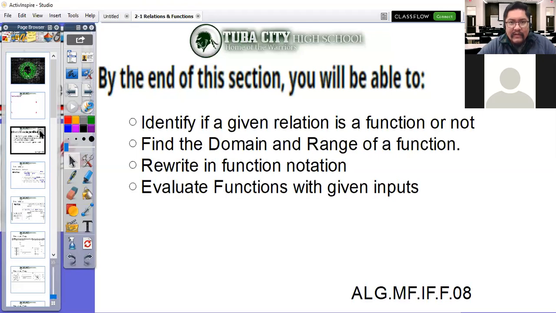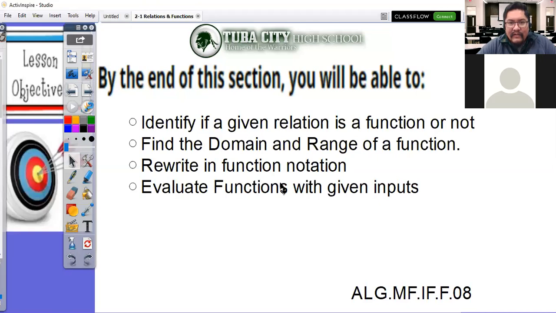So yesterday we were working on some of these things, like seeing if a given relation is a function or not, finding the domain and range of a function or relation, rewriting in function notation, and evaluating functions with given input.